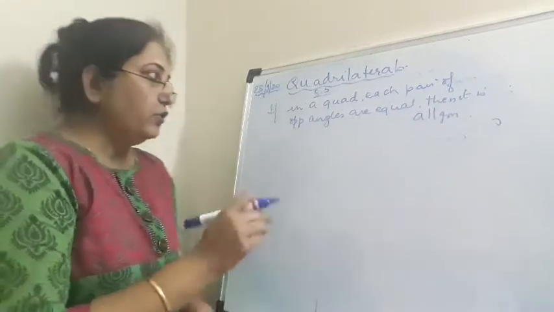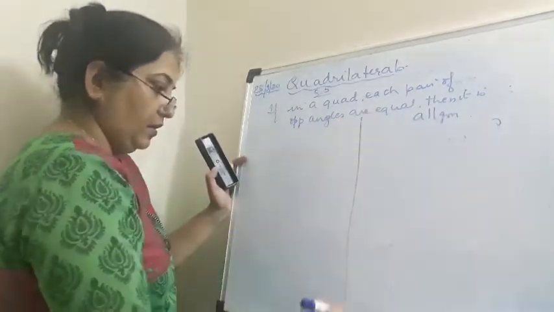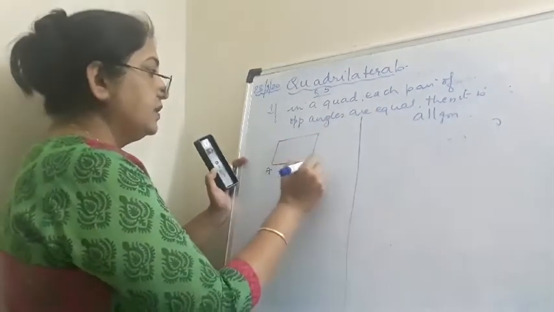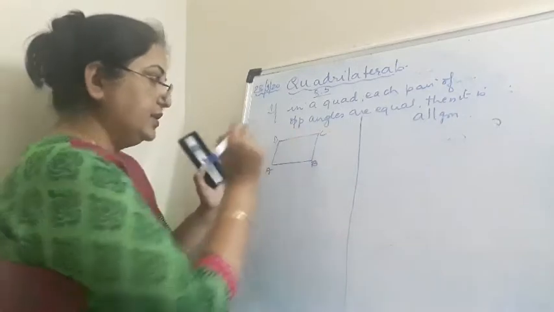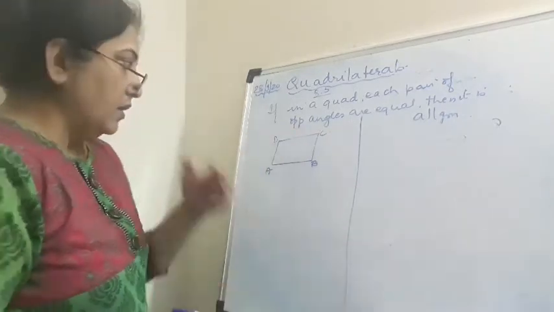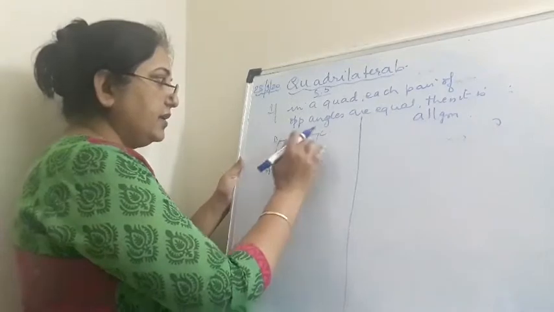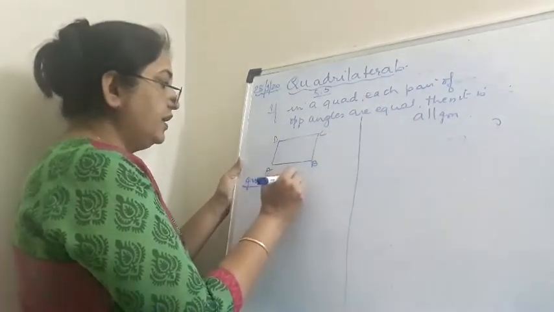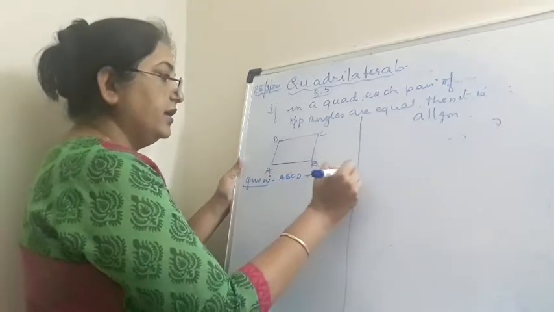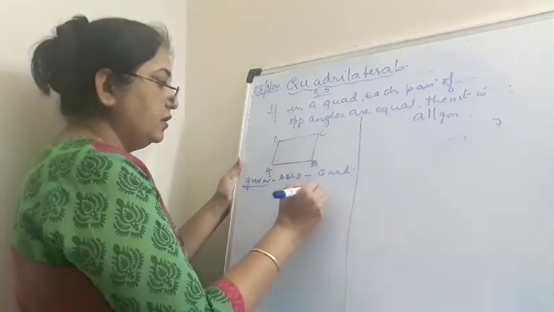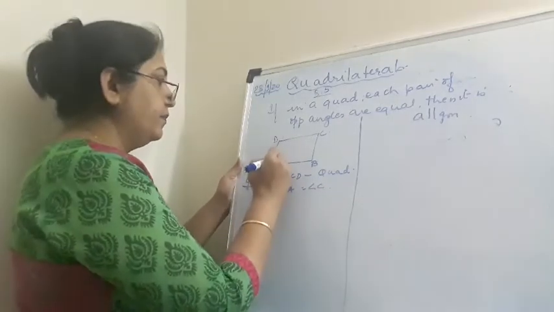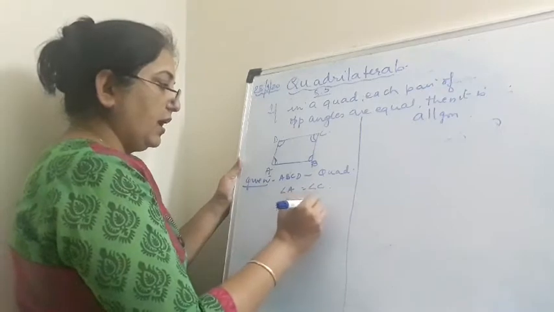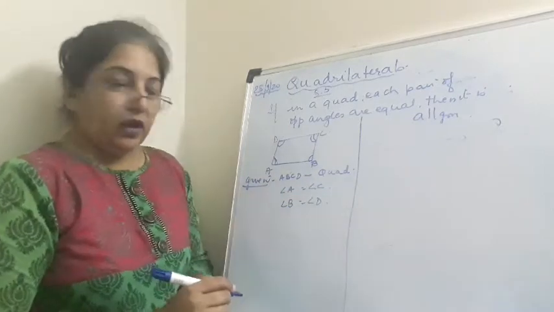Okay, now to prove that, we will draw a quadrilateral. Now this is not a parallelogram, this is a quadrilateral ABCD. Fine. Now it is given that opposite angles are equal. So we write, given, ABCD is a quadrilateral. And angle A is equal to angle C. It is given. You can mark. And here angle B is equal to angle D. Yes.